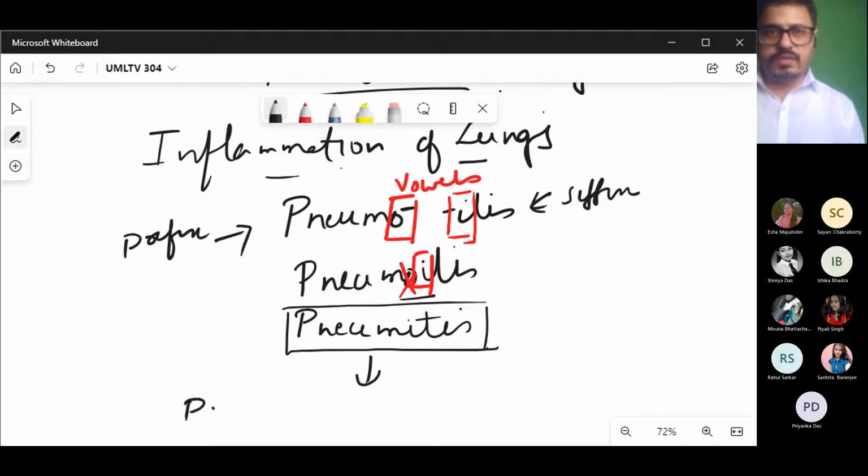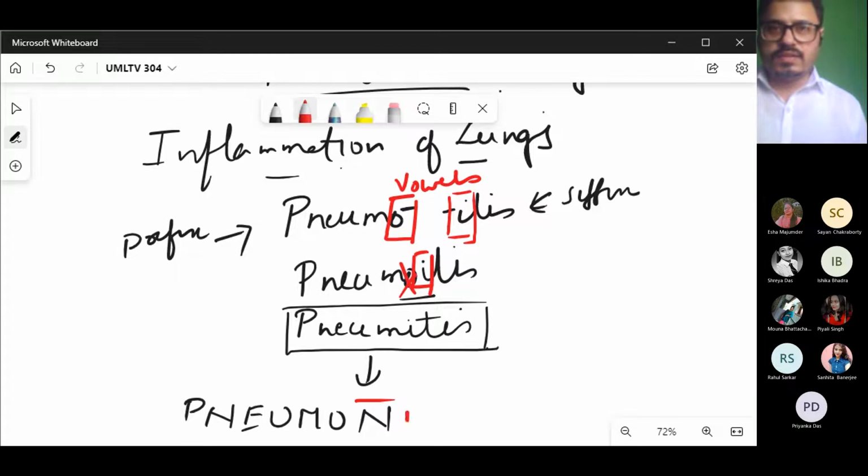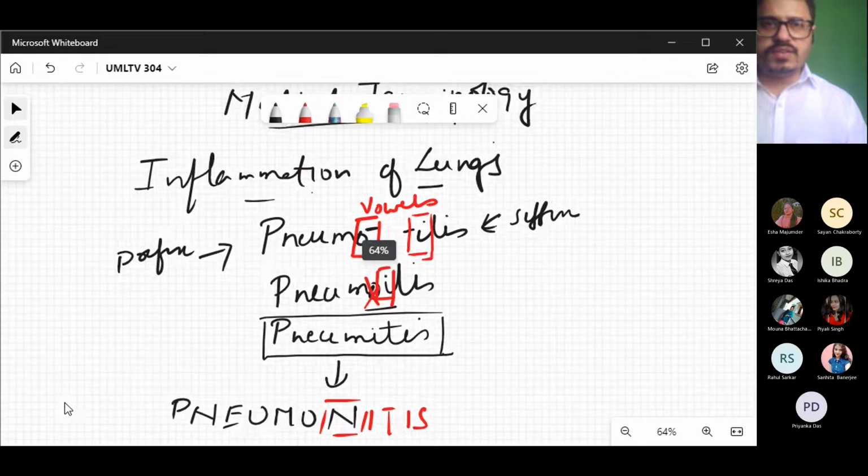I'm giving you the correct term now. That will be pneumo-n-itis. Now this is the strange part, so I would mark this strange part again with a red overhead line. With the red I have written the suffix as well. So this is how the term is formed as pneumonitis. Got it? There are a few exceptions that you need to know separately. This "n" has been introduced just to make pronunciation easier. You get the concept?